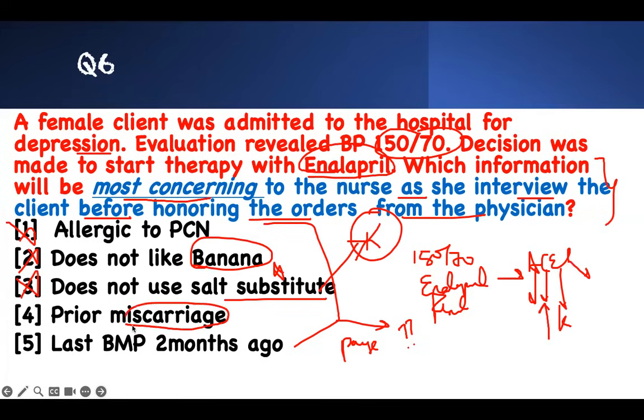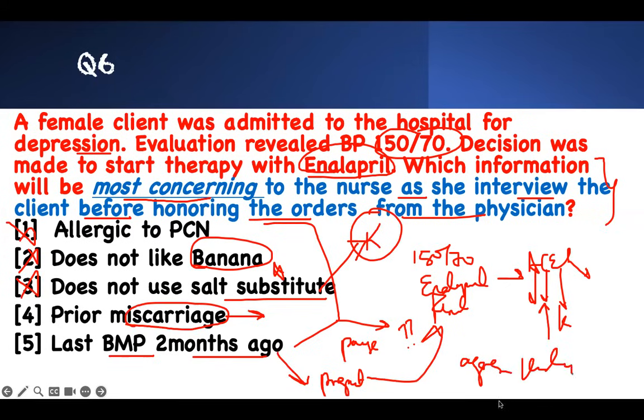Prior miscarriage, they've had a baby, but unfortunately lost the baby. It does not do anything, but it's a distractor. I put it there as a distractor. The last menstrual period was 2 months ago. She may be pregnant again. And when you're pregnant and taking an ACE inhibitor, you get agenesis of the kidney, so renal agenesis, because it's teratogenic. Because of that, we need to have a pause. So this is your problem.